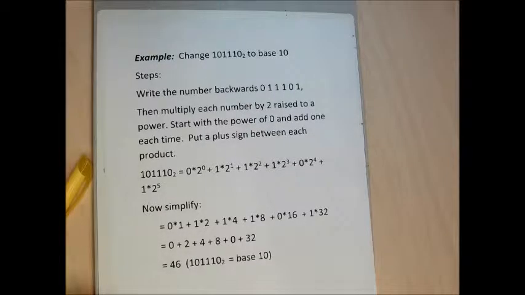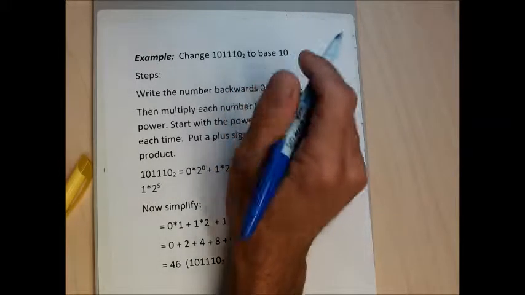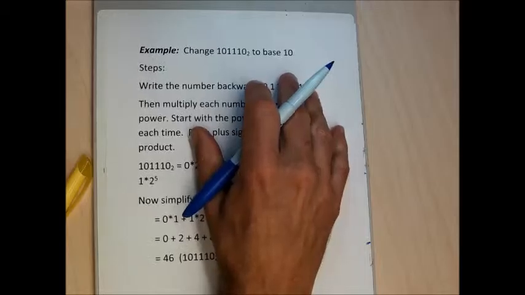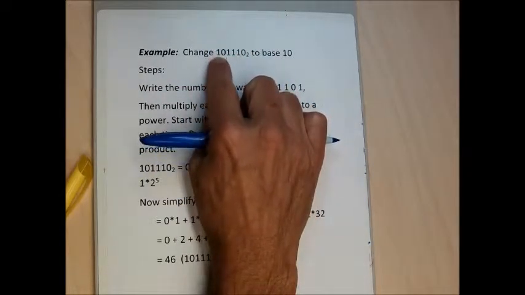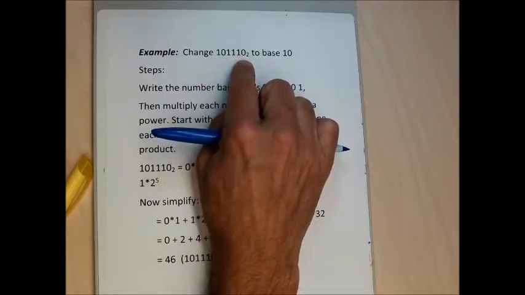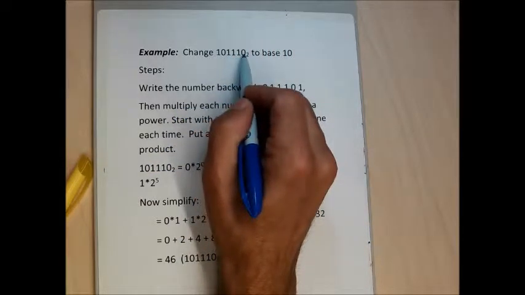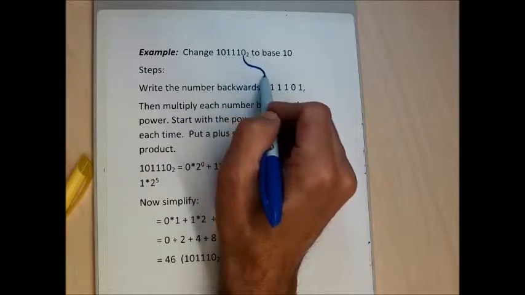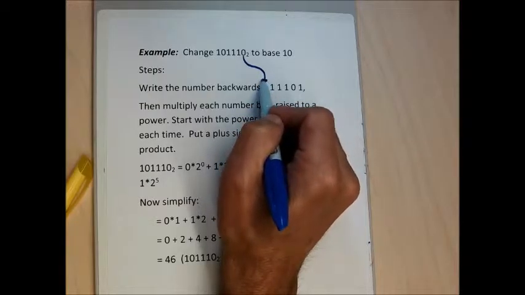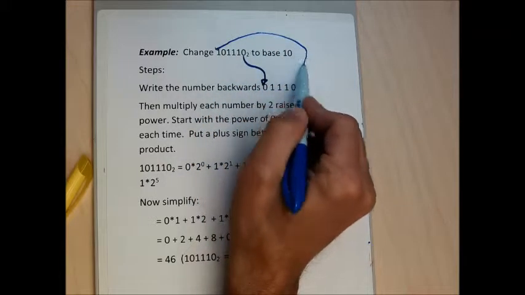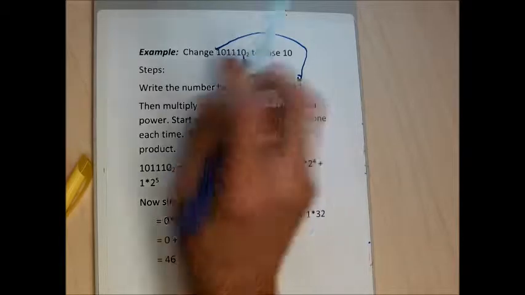This is a horrible example because there are so many numbers, but in base 2 it happens that we get a lot of numbers. So I want to change 101110 base 2 into base 10. Well, how do I do it? I write the number backwards. So writing the number backwards, I write this 0 first, that 1 last. I just take these numbers and write them backwards.